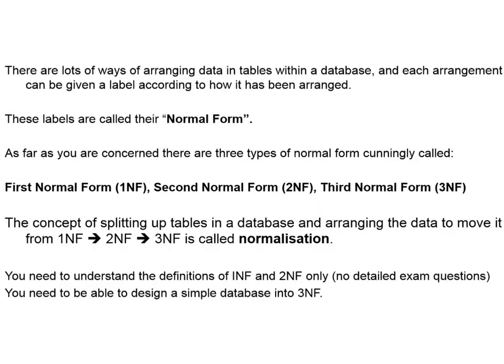There are lots of ways of arranging data in tables within a database, and each arrangement can be given a label according to how it's been arranged. These labels are called normal forms. There are many normal forms, but for A-level, you need to be aware of first, second and third normal form. The concept of splitting up tables in a database and arranging the data to move it from first to third normal form is called the process of normalisation.